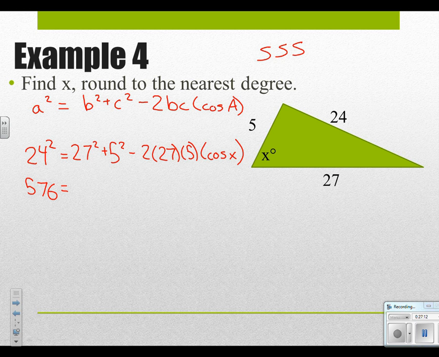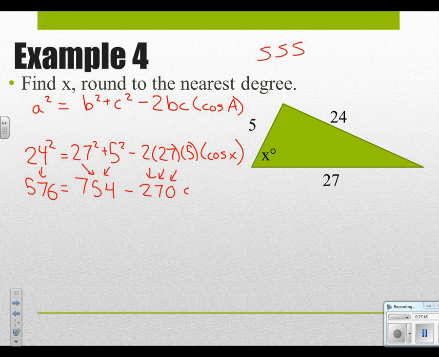Now could we go ahead and add those together after we square them? Yeah. So do 27 squared plus 5 squared. 754. So those together became that. Could I do 2 times 27 times 5? Go ahead and do that. So minus, what's 2 times 27 times 5? 270 exactly. Okay, so those three combine to become that.